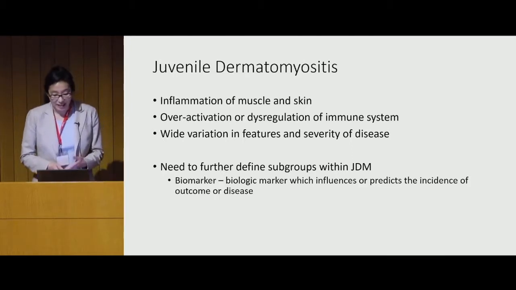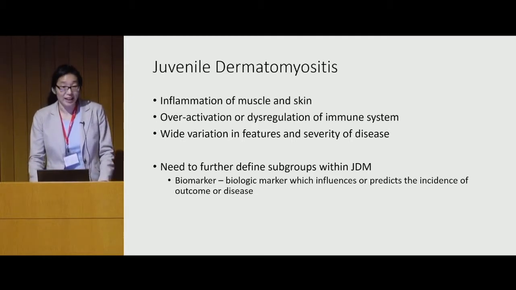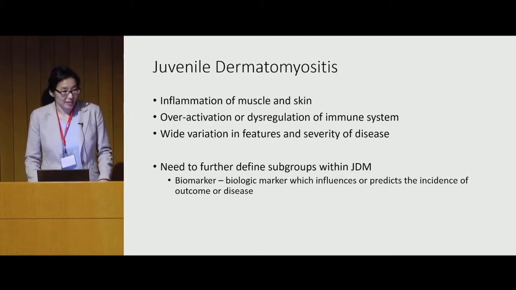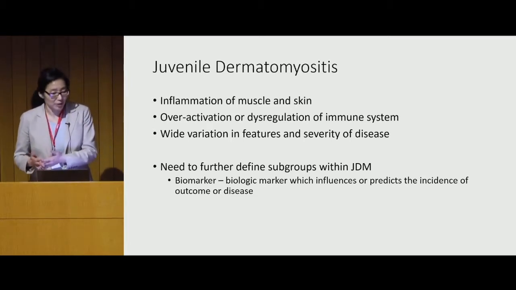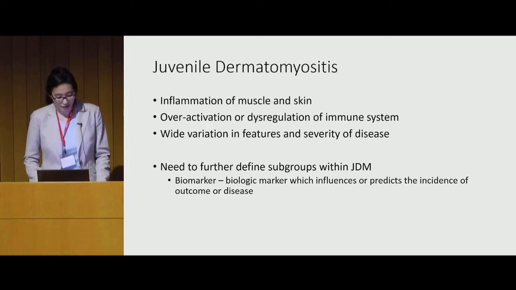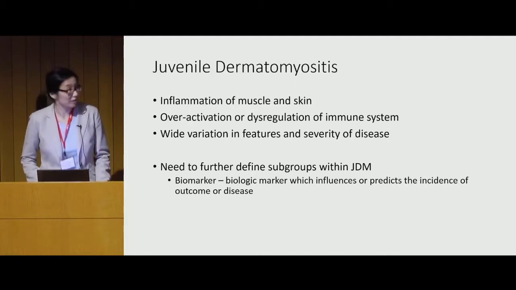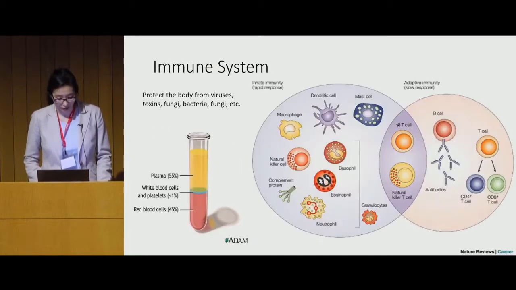So this brings in the idea of biomarkers. Biomarker is a very general term, for which I included the definition here. As a reminder, it's any sort of biologic marker that influences or predicts the incidence or outcome of a disease. So it could be just something that helps us with diagnosis of JM or tell us about what sort of features might be associated with JM or what to expect in the long term. So it's a very broad definition, but myositis-specific antibodies fall into the category of biomarker.